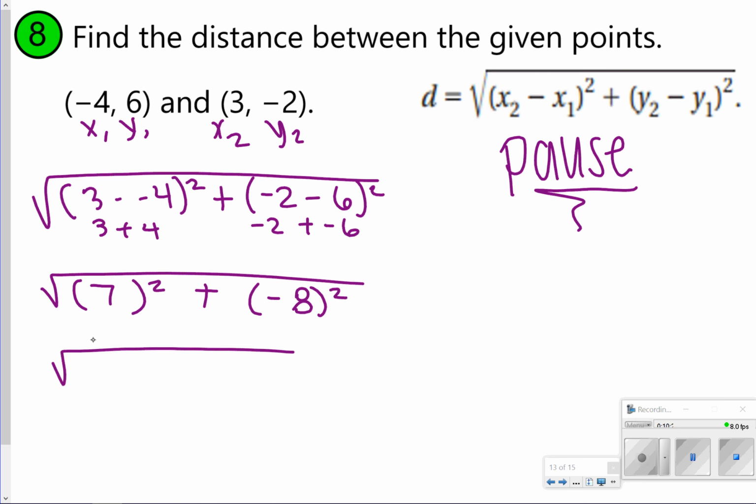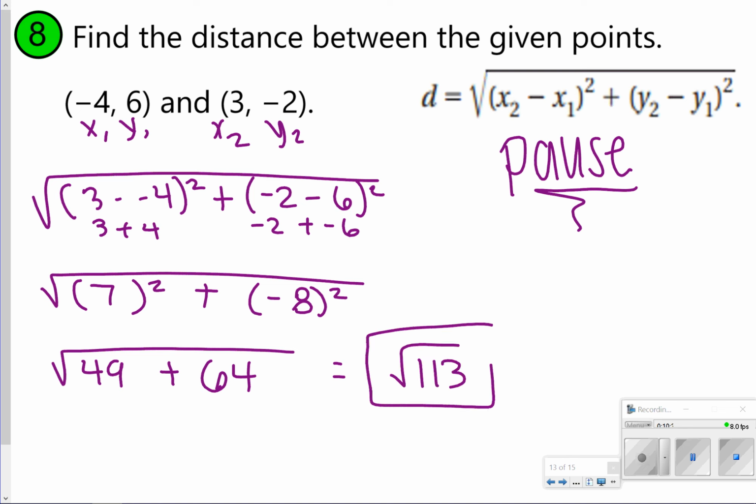Then we've got 7 squared, which is 49, 8 squared, which is 64, and then we're just going to add those two together. 64 and 49 make 113. That is not a perfect square, so we can leave it right underneath that radical symbol or the square root symbol. And so the square root of 113 is your answer for number 8.